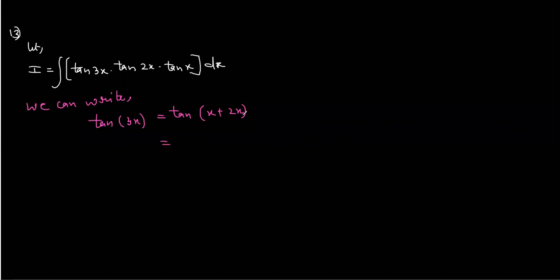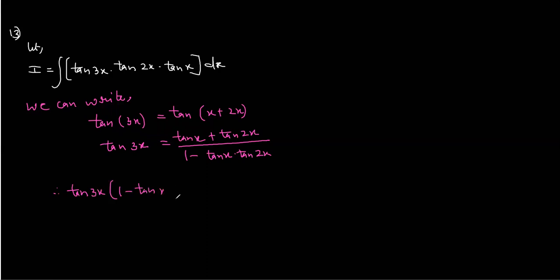So this becomes tan of a plus b, which is tan a plus tan b upon 1 minus tan a into tan b. So tan x plus tan 2x upon 1 minus tan x into tan 2x, and here you have tan of 3x. Now I cross multiply. So I get tan of 3x times 1 minus tan of x into tan 2x equals tan x plus tan 2x. This is what I get.